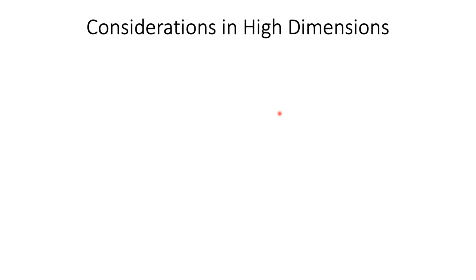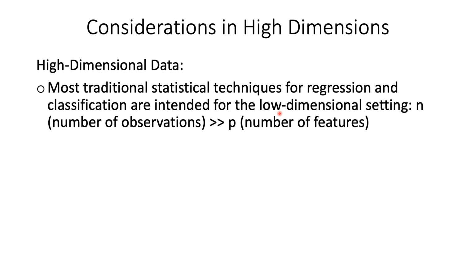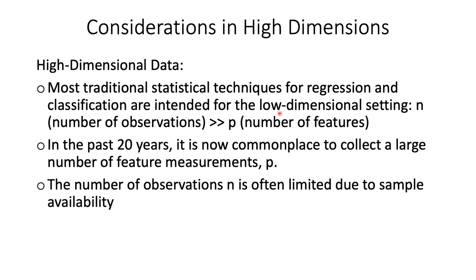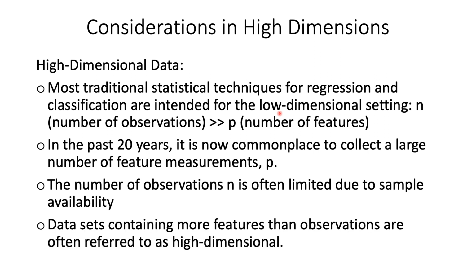Now why do we want to reduce the dimensionality of space? That's because life can be a little bit difficult in high dimensions, even for a machine. And the reason for that is the following. Most statistical regression tools are built for the case where the number of observations is much bigger than the number of features. But recently, with modern technology, the ability to collect large numbers of data, and also a large number of features, this number p can get quite large, comparable to or bigger than the number of samples. And this is especially the case where the number of observations, n, can be limited due to sample availability. Now, datasets where there are more features than observations, features is another term for descriptors, are known as high-dimensional datasets.